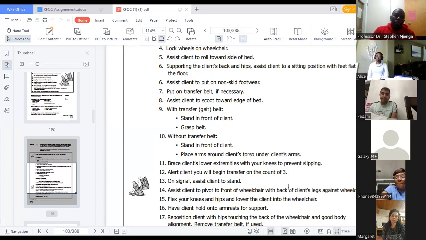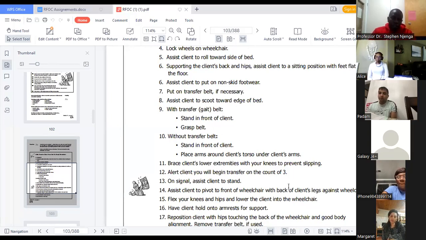So alert the client, you begin the transfer on the count of 3. On signal, assist the client to stand. Although they may not be able to help you, you are preparing them psychologically. It prepares their mind for what is going to happen to them.